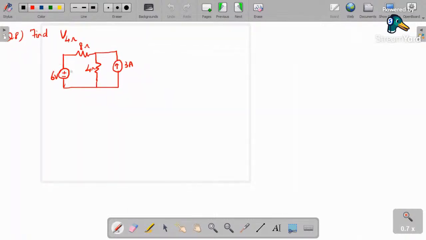So first, what I have considered is only the 6 volt source, and what is the voltage drop across this 4 ohm resistor, that is what I am going to consider. So when I consider only the 6 volt source, the 3 ampere current source will be open circuited, right? So first case, case 1, only the 6 volt source is active. So in this case I am calling the voltage across this 4 ohm resistor V1.